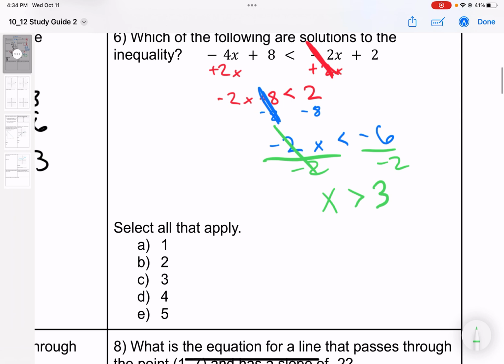So let's go to our solutions now. Is 1 greater than positive 3? No. Is 2 greater than positive 3? No. Is 3 greater than positive 3? No, they're equal, and there's no equal sign in this one, so this is not correct. 4 is greater than positive 3, and 5 is greater than positive 3. So this is correct here.